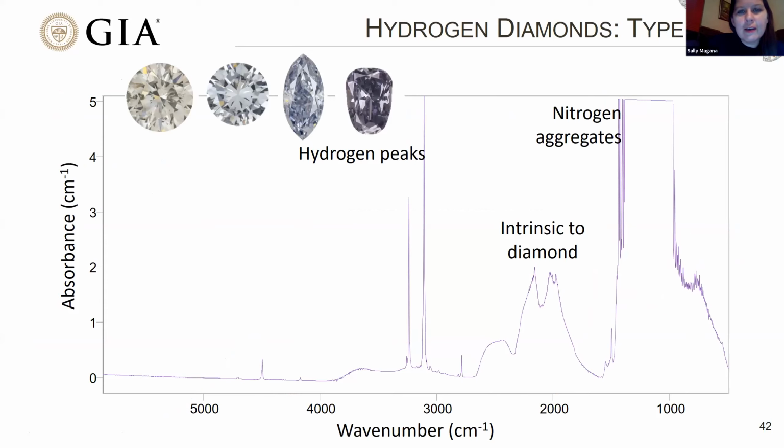So these are the hydrogen diamonds that have a gray to blue to violet appearance. These are predominantly from the Argyle mine. And what we see here is very high amounts of nitrogen in their infrared absorption spectra, and also high amounts of hydrogen. So that's where the hydrogen naming comes from: we see very high amounts of hydrogen in their infrared absorption spectra.